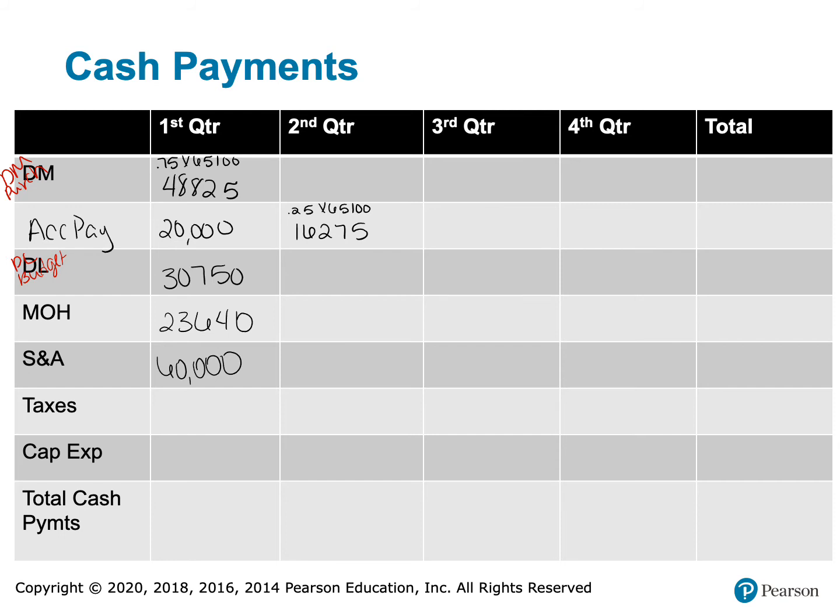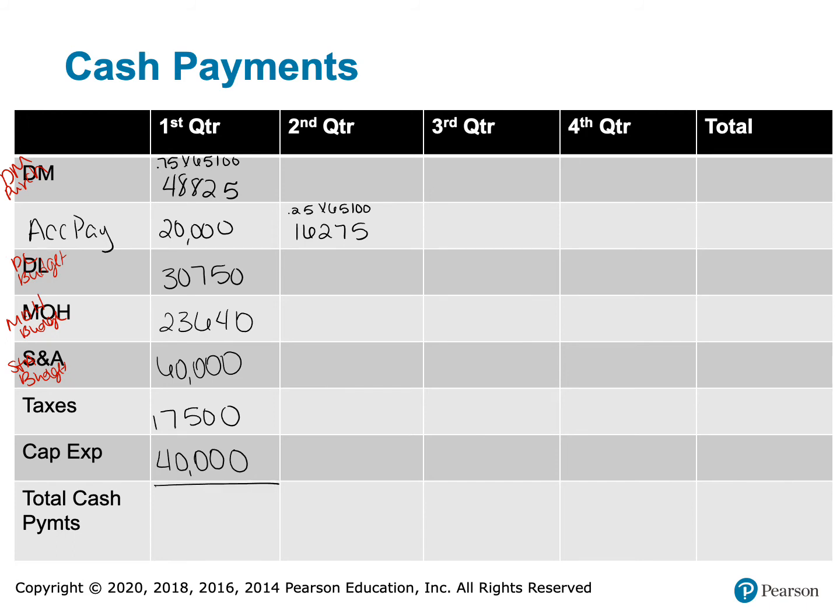Now the taxes we are told are $70,000 for the year, so divided into 4 is $17,500. And the capital expenditure we're told is $160,000 for the year, so again divided into 4 makes that $40,000. So I'm just going to go right up here. This is the overhead budget, and this is the selling and administrative budget. So those numbers come straight off of those budgets.